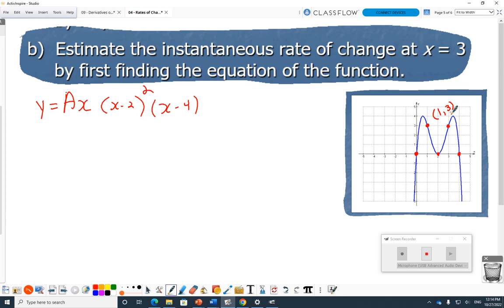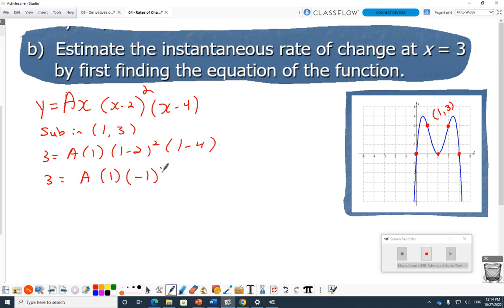Yeah, just sub in (1, 3). It's actually not that difficult to pull this trick off. Sub in (1, 3). So I get 3 equals a times (1 minus 2) squared times (1 minus 4). 3 equals a times (1)(negative 1) squared times (negative 3). So I get 3 equals a times negative 3. So a is negative 1.